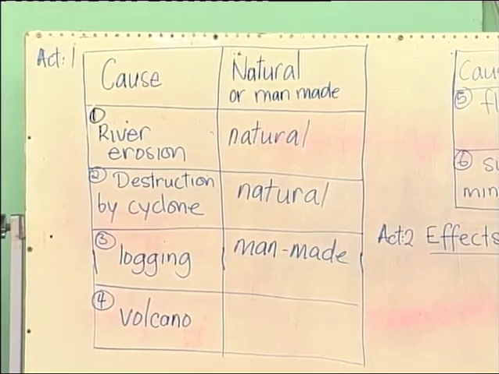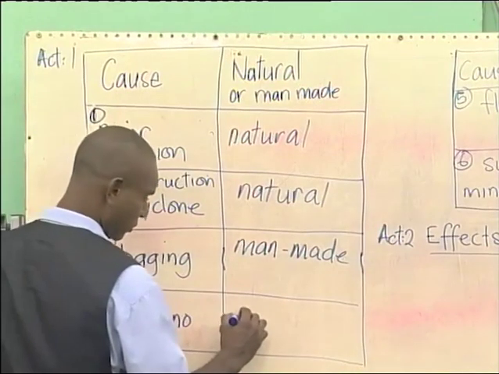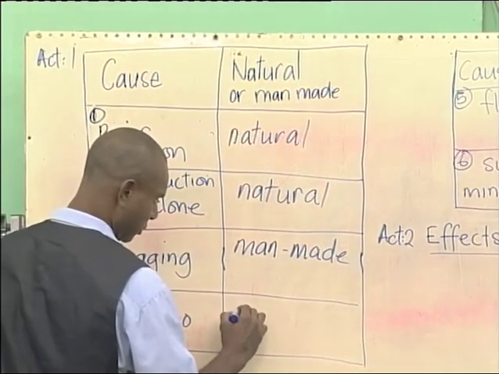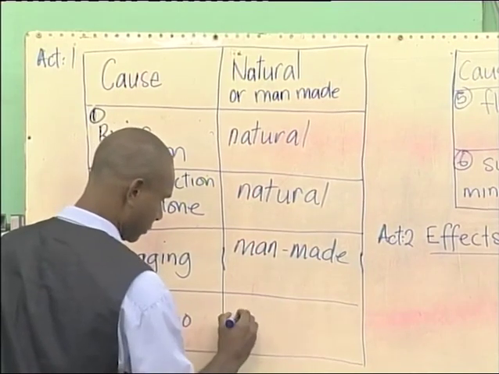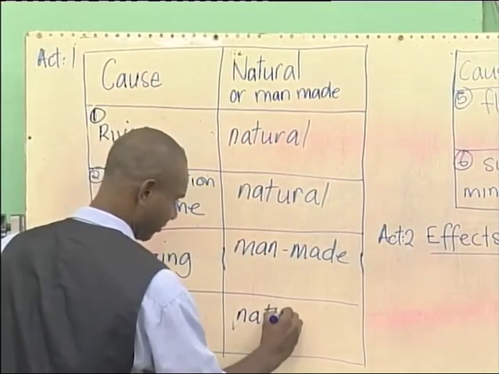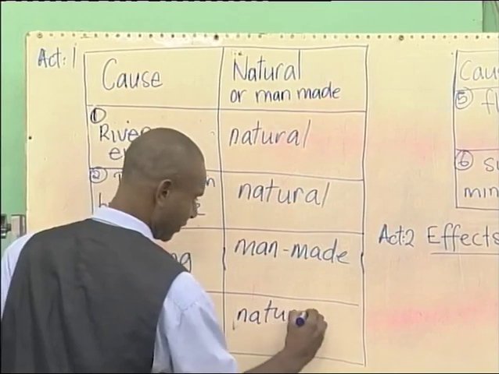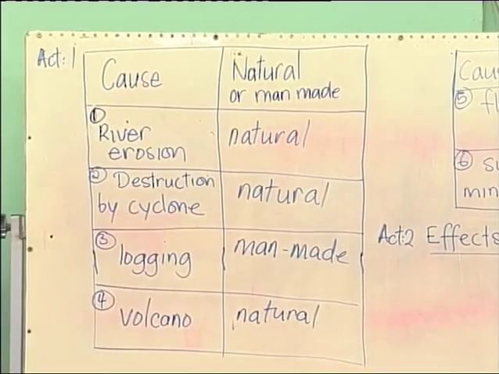The fourth one. Robert. After Robert, we'll have Victoria. Natural cause. Volcano. Natural cause. Thank you. It is a natural cause.